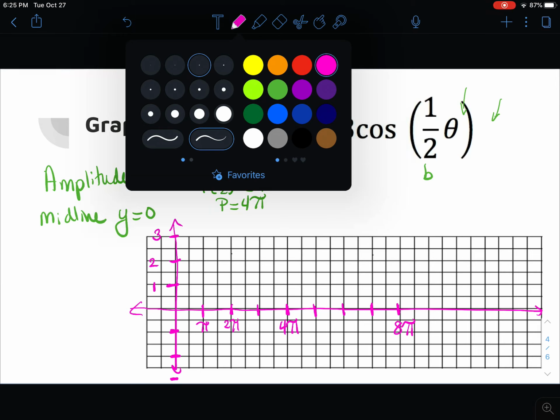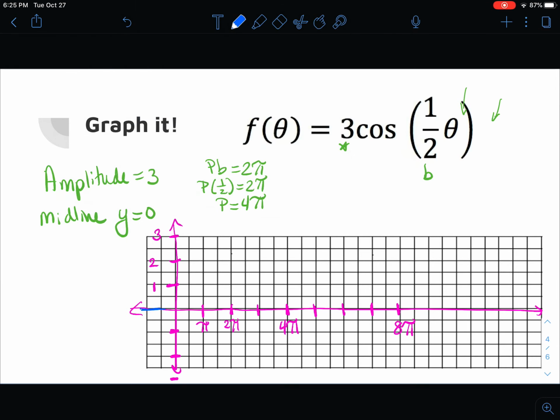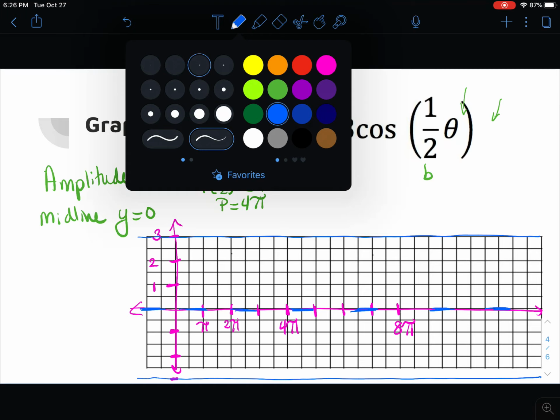All right, my midline is y equals 0. So this is my midline. The amplitude is the distance from the midline up to the highest point and the midline down to the lowest. So I'm going a height of 3 up from 0, and 3 down from 0. Let's see, we're doing cosine. Let's go ahead and start plotting some points. There's no shifts to worry about. I think we got everything else that we need here.